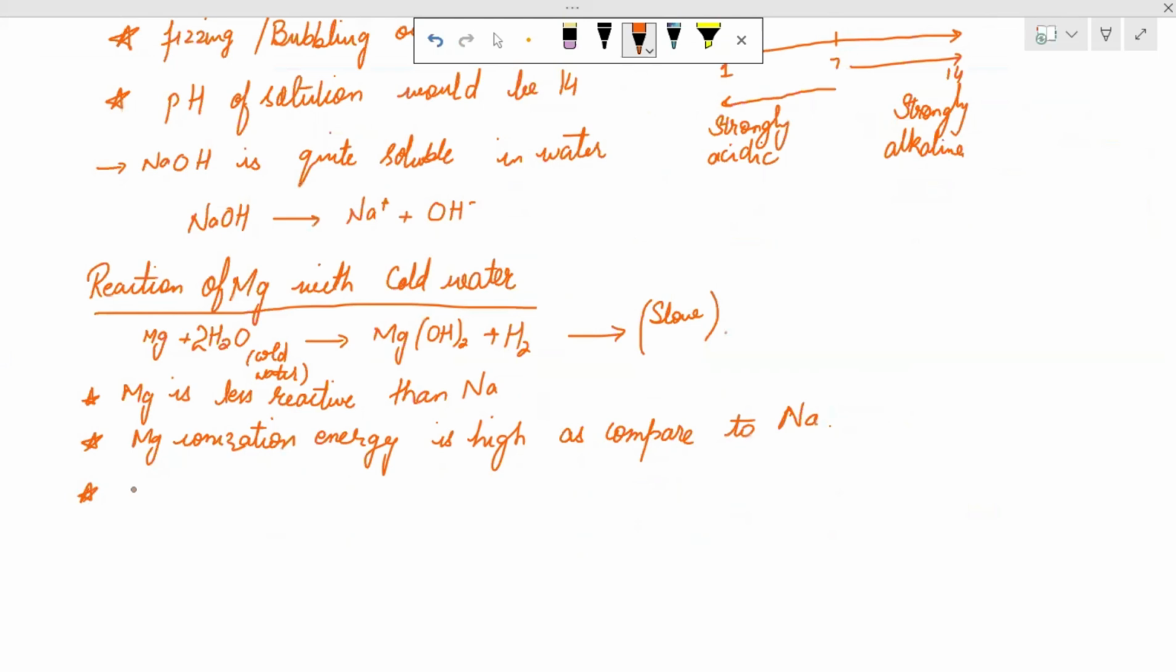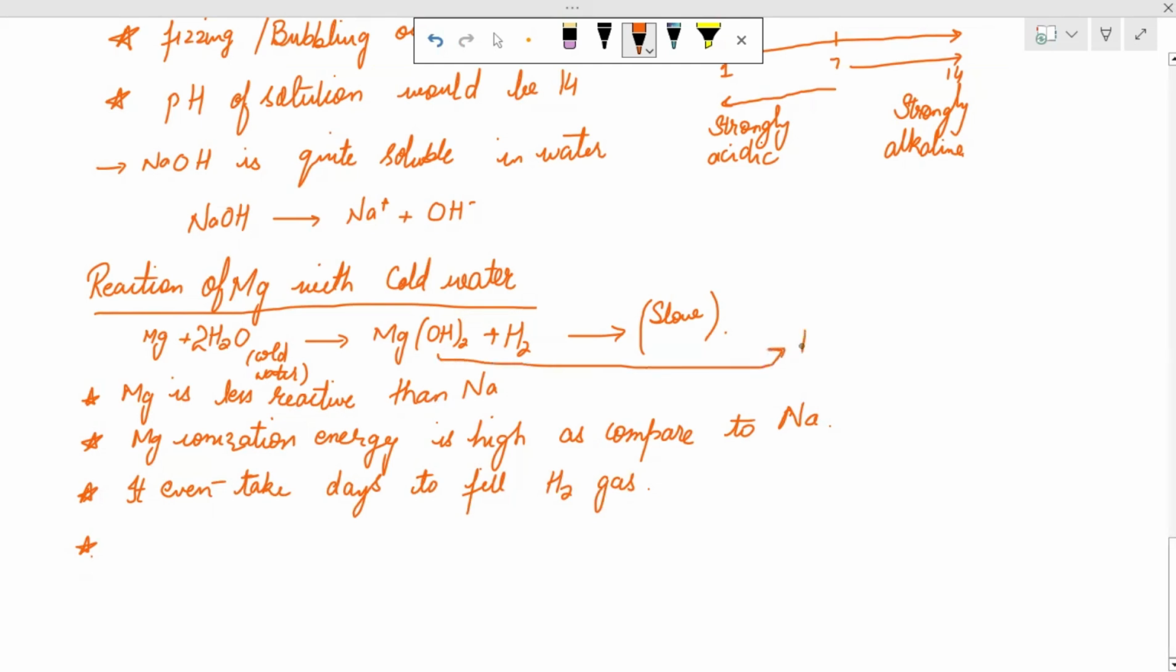The reaction is so slow that it even takes days to form hydrogen gas. Is that clear? So that is why we would say that the reaction would be very slow. And the other thing is that the solution formed is weakly alkaline. Remember, this magnesium hydroxide is weakly alkaline with a pH of 11.